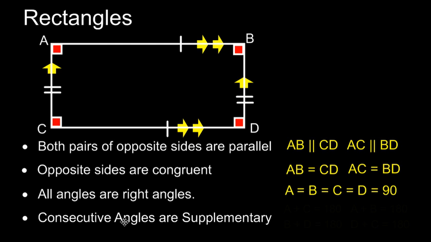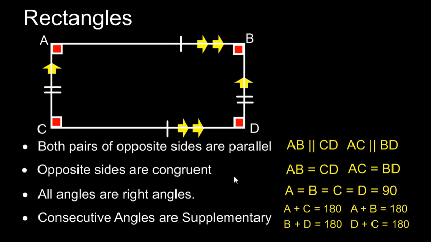And then once again, since they're all right angles, that means consecutive angles are supplementary. And so A is consecutive with C, so A plus C is 180. A is also consecutive with B, so A plus B is 180. And you can say the same thing about BD and CD. We have four sets of consecutive angles that are supplementary, that add up to 180.